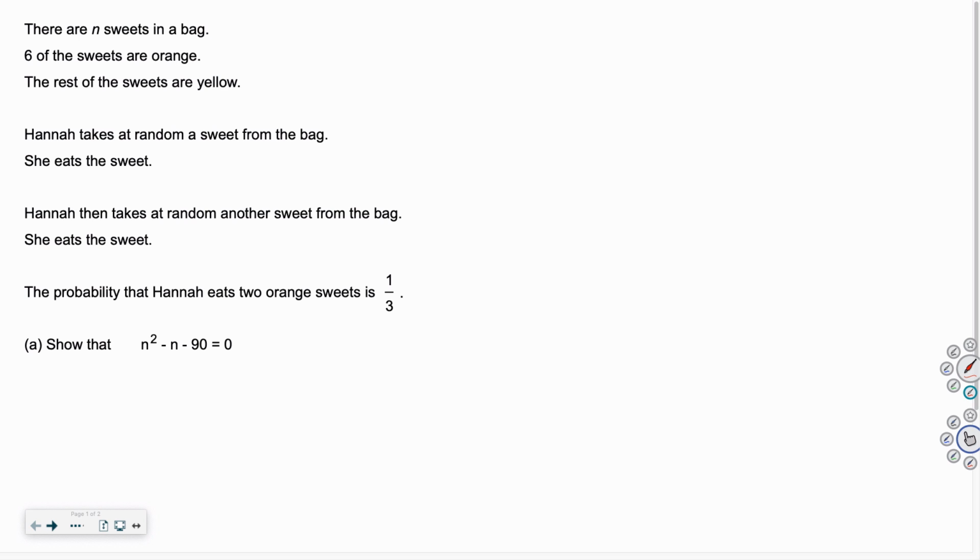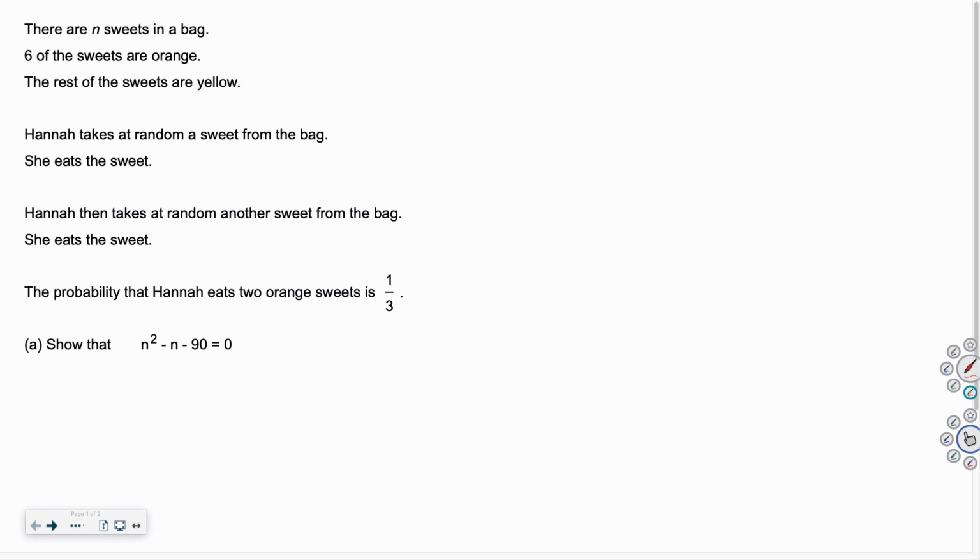So it says there are n sweets in a bag. 6 of the sweets are orange, the rest of the sweets are yellow. So in a bag we've got yellow and orange sweets. And then it says Hannah takes at random a sweet from the bag and then she eats the sweet. Hannah then takes at random another sweet from the bag and she eats the sweet. The probability that Hannah eats 2 orange sweets is a third. Show that n squared minus n minus 90 is equal to 0.